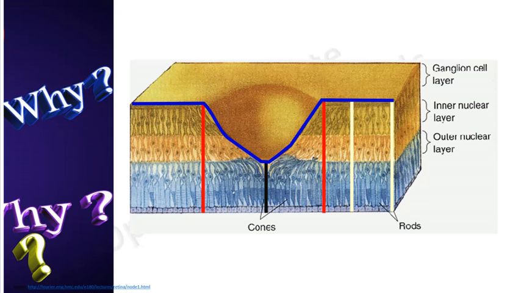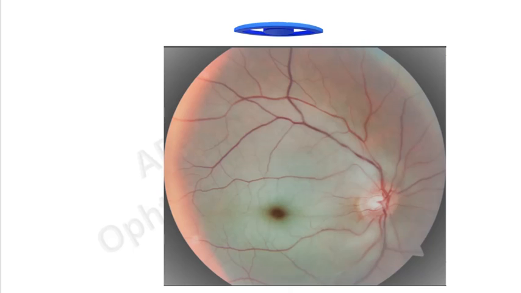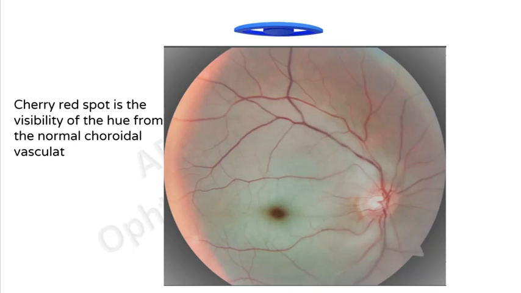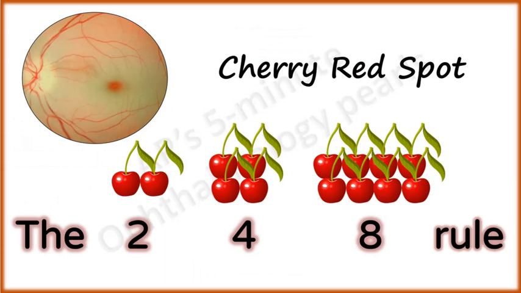In any condition in which there is a loss of transparency of the retina, either due to edema or deposition of abnormal material, the color from the choroidal vascularity is visible due to the contrast from the surrounding retina, and this is visible to us as a cherry red spot. In short, it is a visibility of the hue from the normal choroidal vasculature in the presence of loss of transparency of the macula.